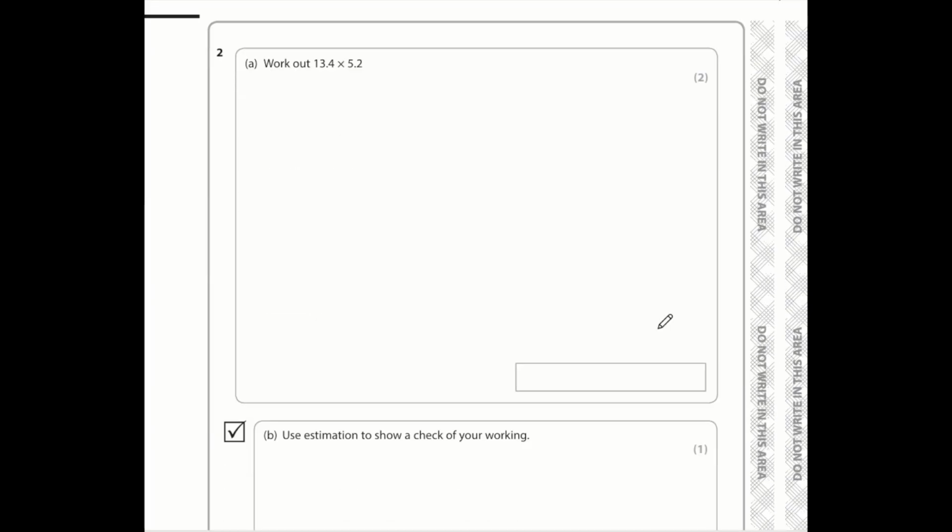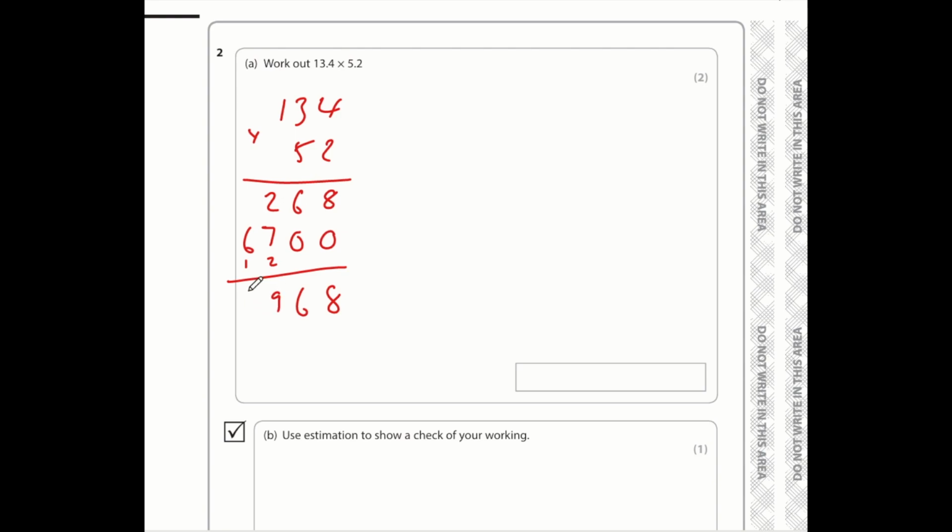Question number 2, 13.4 multiplied by 5.2. First of all, pretend they're not decimals. Let's just work out 134 times 52. Okay, 2 4s are 8, 2 3s are 6, 2 1s are 2. This is the 5 of 50, so put in a 0. 5 4s are 20, 0 carry 2. 5 3s are 15, plus 2 is 17, 7 carry 1. 5 1s are 5, plus 1 is 6. Add these two together: 8, 6, 9, 6.